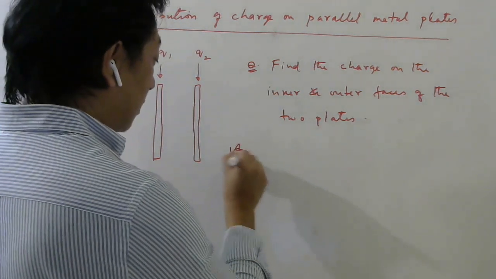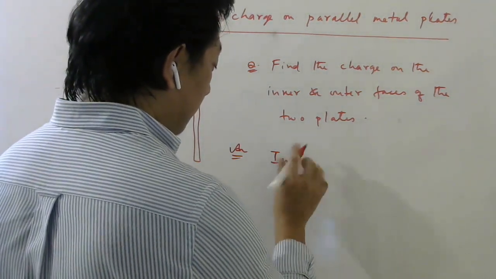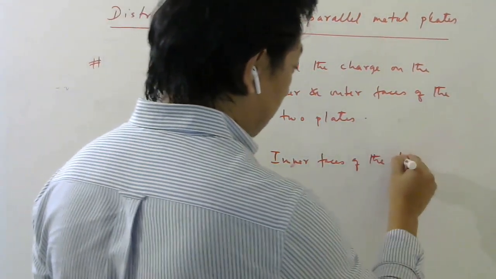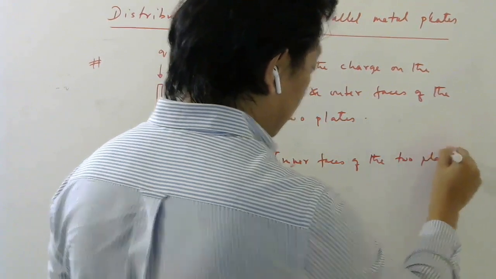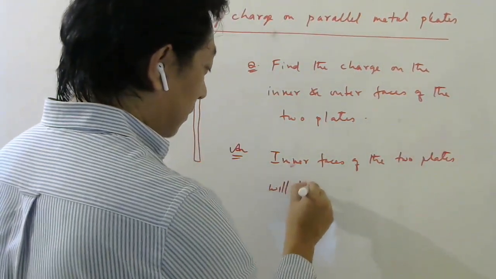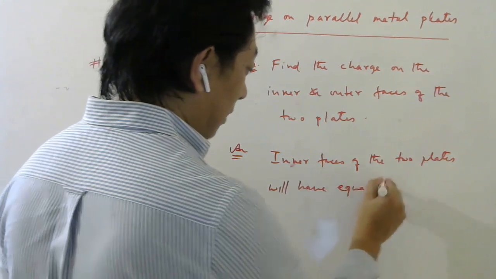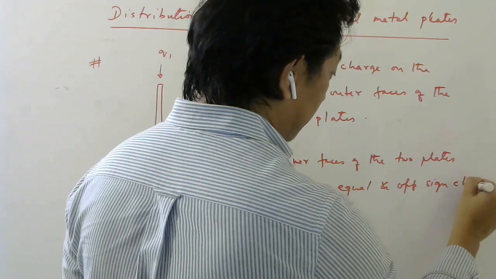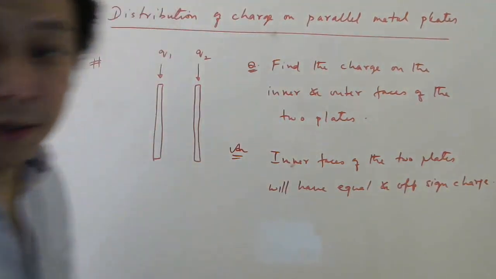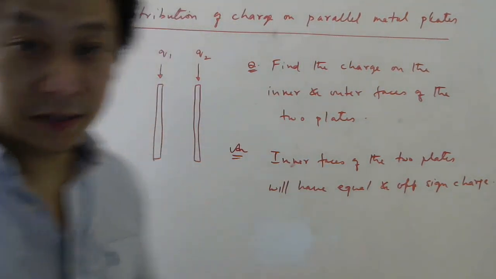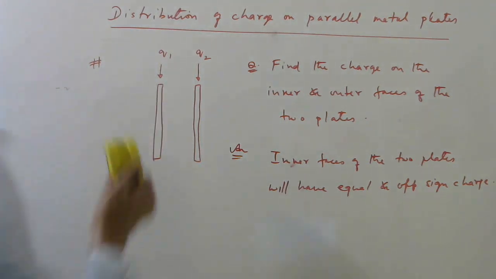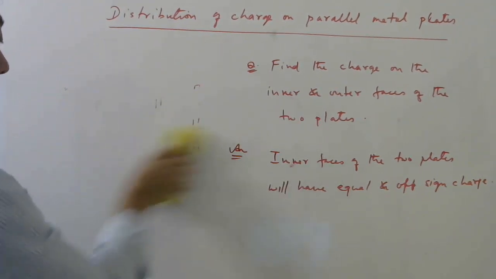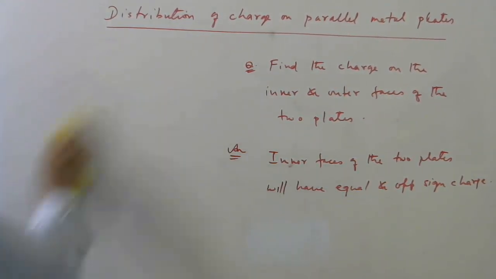So how to solve this? So inner faces of the two plates will have equal and opposite sign charge. Okay, so once you understand this, let us see how the distribution will be now. Okay, so I hope you have written down the question. So now let us see how the charges will distribute.